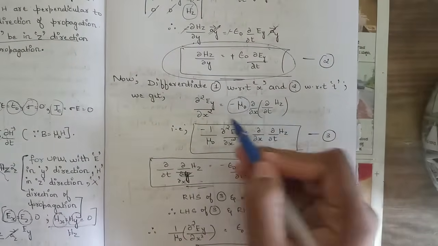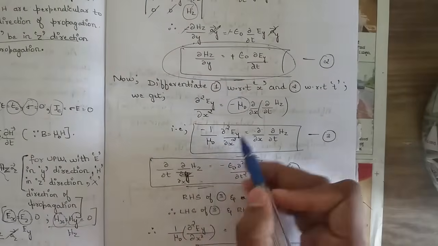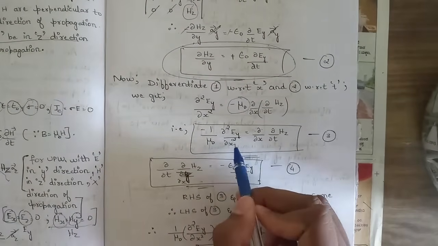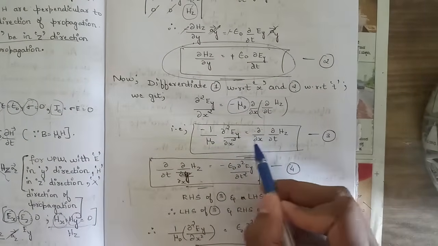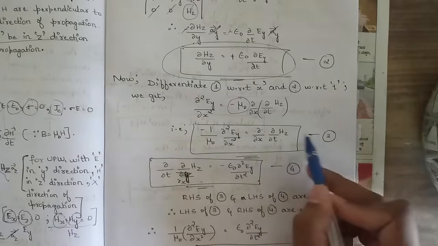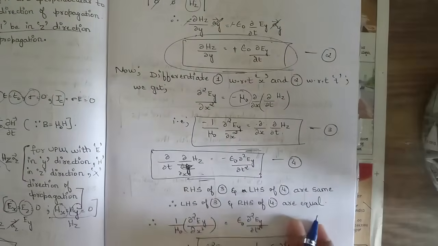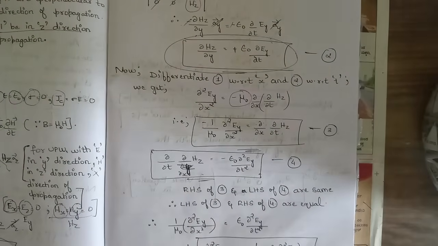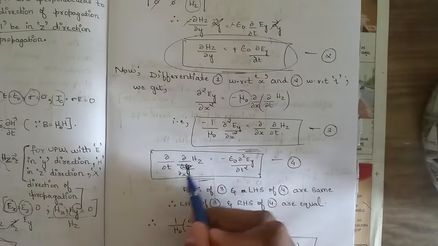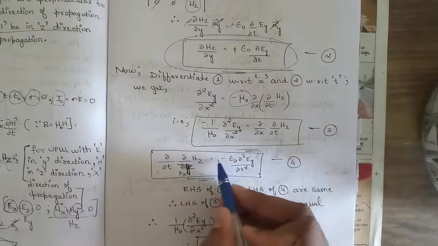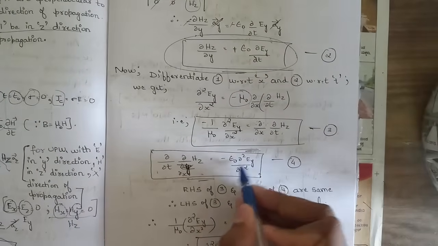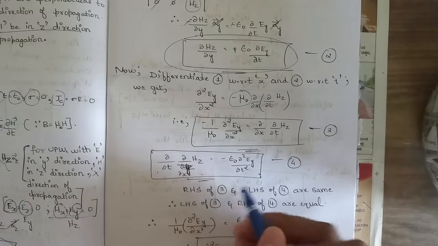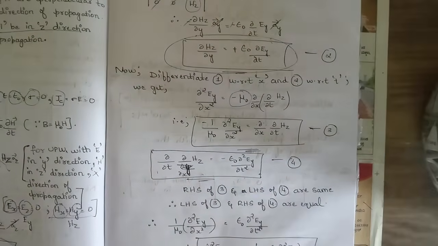I am taking this mu naught to the other side, that is minus 1 by mu naught of dou square Ey by dou x square is equal to dou by dou x of dou by dou t of Hz. So now name this as equation 3. Now dou by dou t of dou by dou x of Hz is equal to minus epsilon naught dou square Ey by dou t square. I am replacing this.